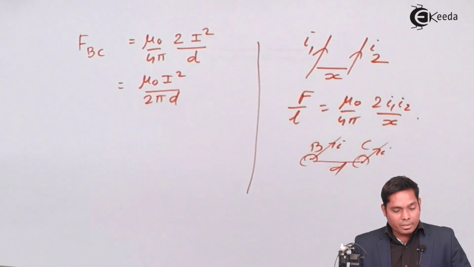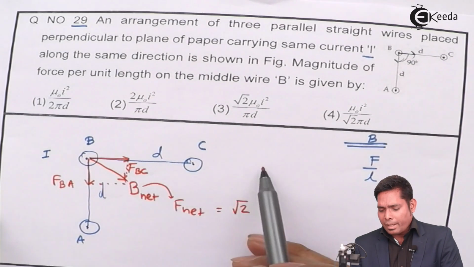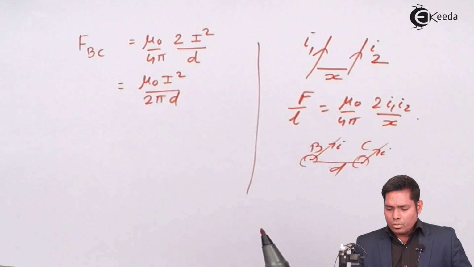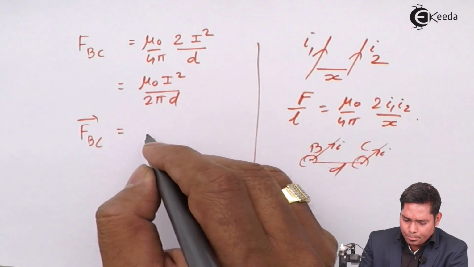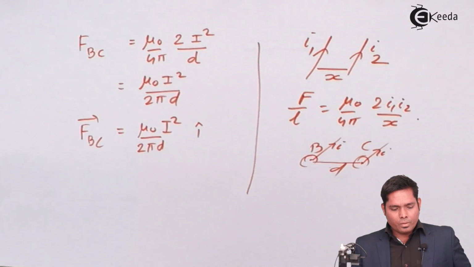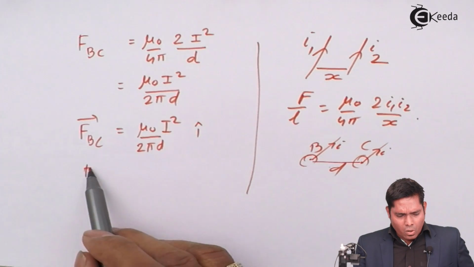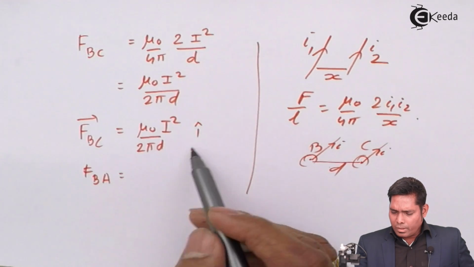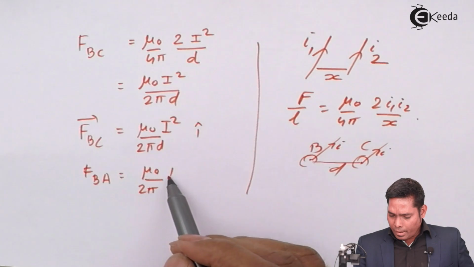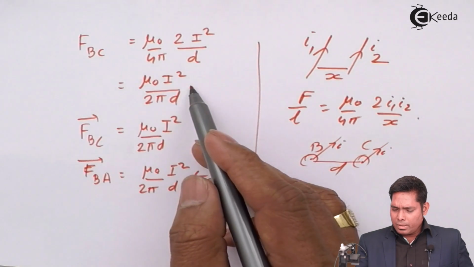I am not interested in direction because the answer is given in terms of magnitude. Otherwise I should have taken this as I cap and this as minus j cap. So in vector form, if you want to write, but it's not required, it is mu 0 upon 2 pi d I square in the I cap direction. The force will be towards that side, since it is IL cross B. And similarly the force on B due to conductor A is mu 0 upon 2 pi I square upon d in the minus j cap direction in vector form. But if you take the magnitude, it is always this one.